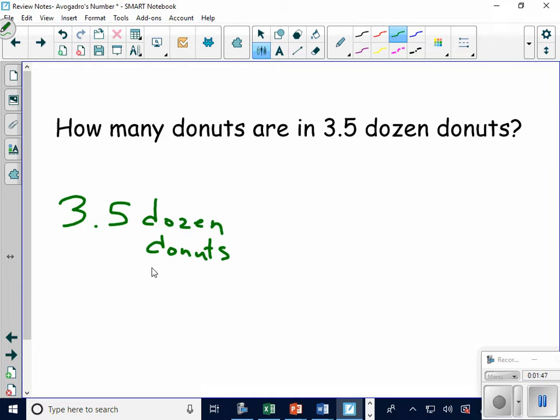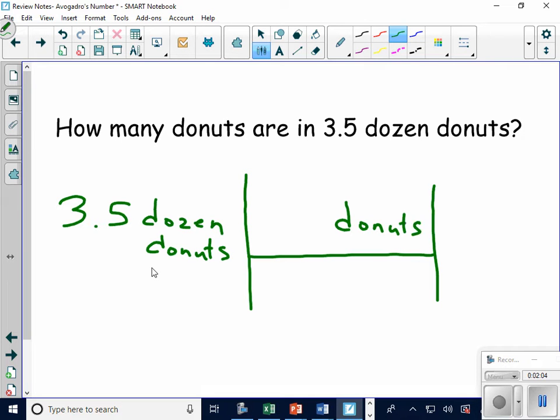Now I'm going to set up a conversion box. And in my conversion box, on the top part, I'm going to put what I am trying to convert to. So, I'm trying to convert to donuts, and I have 3.5 dozen. Well, I know that 1 dozen is 12 donuts. I'm going to make sure that my label cancels. So here's a dozen on the top. Here's a dozen on the bottom.